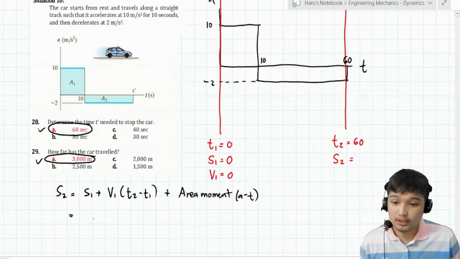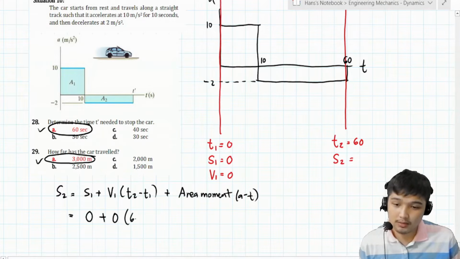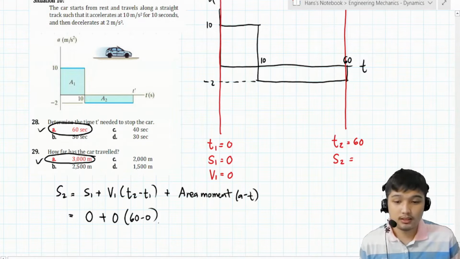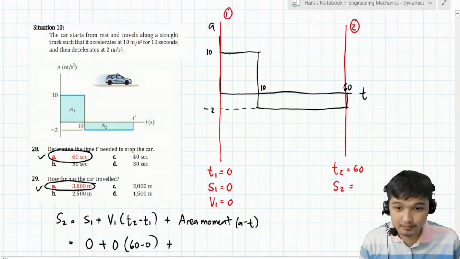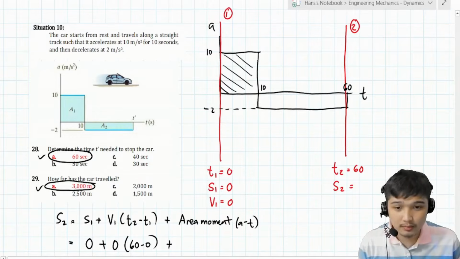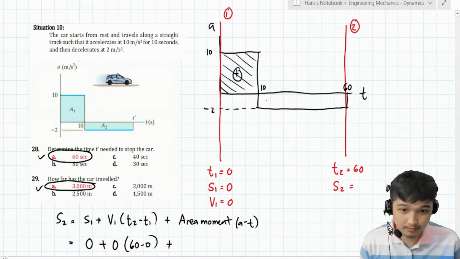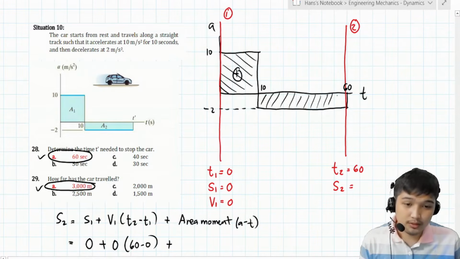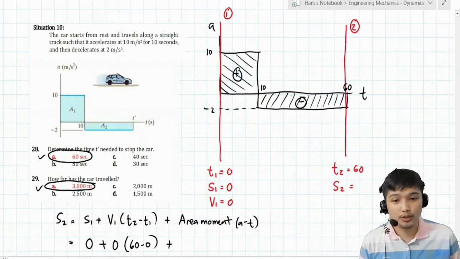Okay? So initially, nasa 0 siya. And then initial velocity is 0. And then times 60 minus 0. And then plus the area moment na agad. Okay? So as you can see, we have here two areas. Now, one is positive and then one is negative. So what we need to do is to just take its moment, no, about point 2.